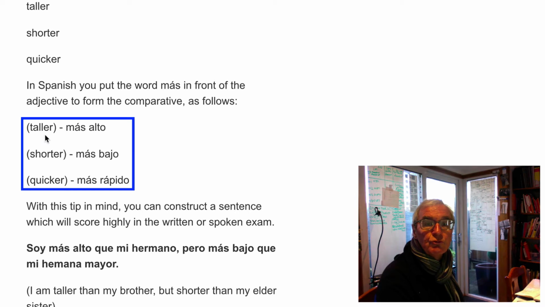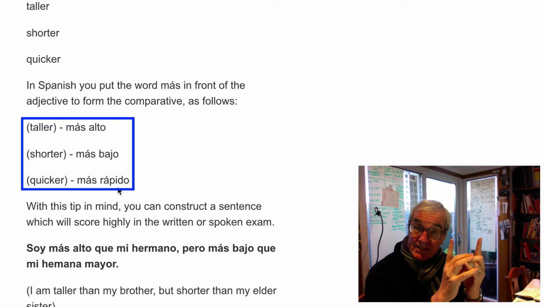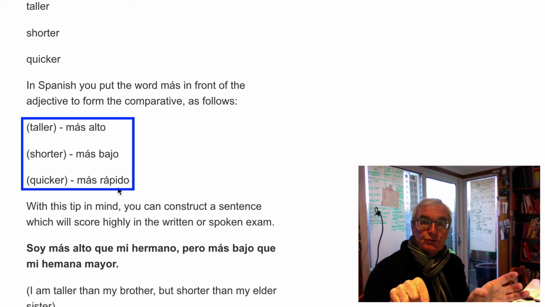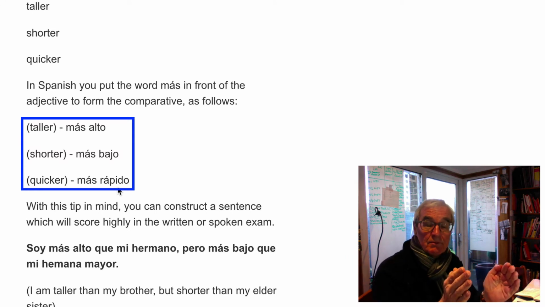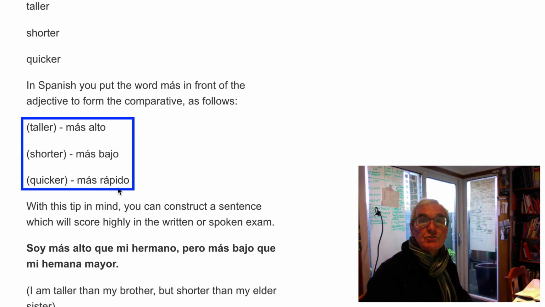So, for example, taller, in Spanish you say más alto. Shorter, you say más bajo. And quicker, you say más rápido. So basically, you've got the adjective, the describing word, and in front of it, you're putting the word más. So, más alto, más alta. You get the idea. Más, more. This is literally what it means. More tall, more short. That's literally what you're saying. But in English, we just stick an ER on the end of the adjective.